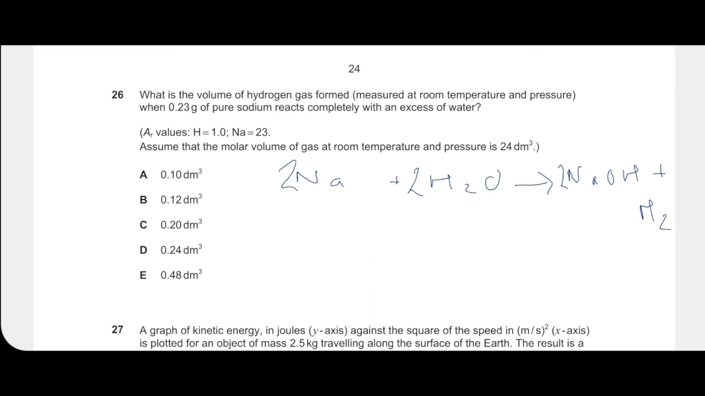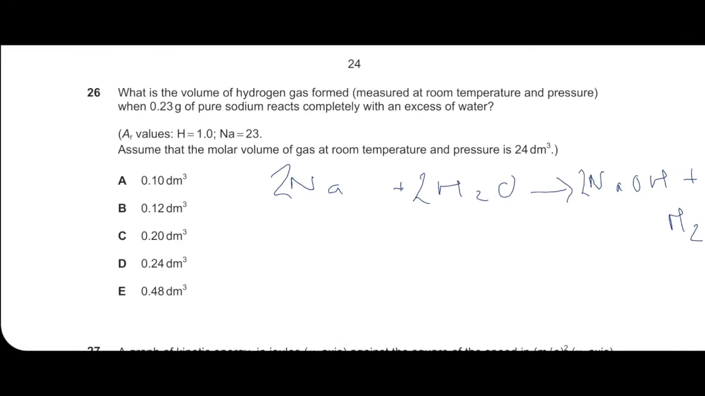So now that we've done that, we now know that for every 2 moles of sodium that reacts with water, 1 mole of hydrogen gas is formed. So in other words, 2 moles of sodium is required to produce 1 mole of hydrogen gas. And now this is a simple calculation: calculate moles of the sodium, use the ratios, that's the moles of the hydrogen gas. And then from there, you could work out what the volume of hydrogen gas is.